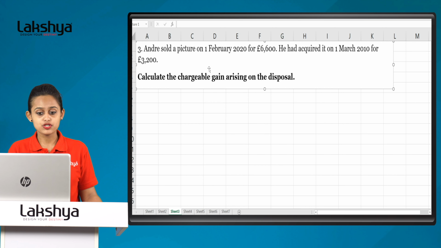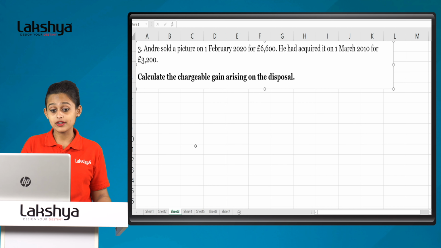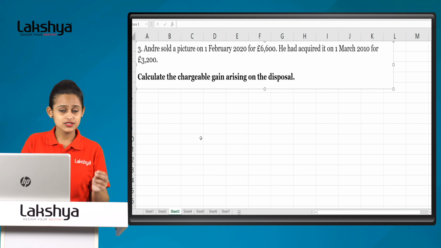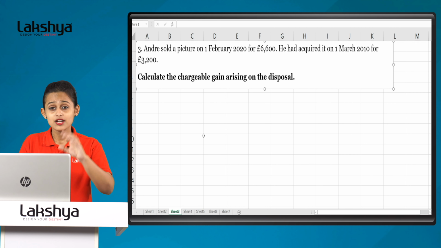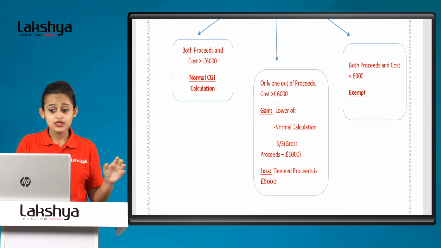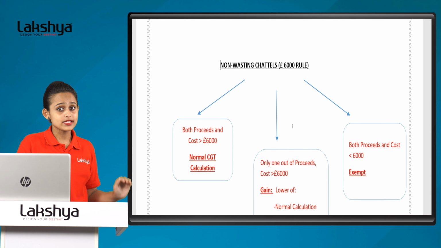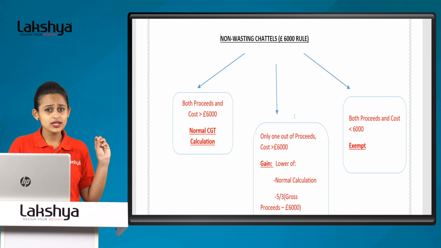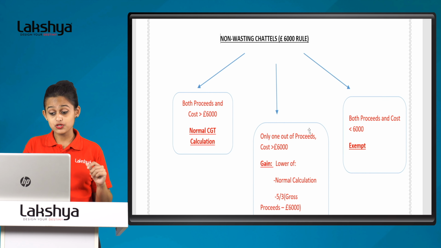Here you see a question. Andre sold a picture on 1st February 2020 for 6,600. He had acquired it on 1st March 2010 for 3,200. Is this a chattel? Yes, it is. Is it wasting or non-wasting? It's a non-wasting chattel. For non-wasting chattels, do you remember the chart you see here? This is the chart you're supposed to be using.